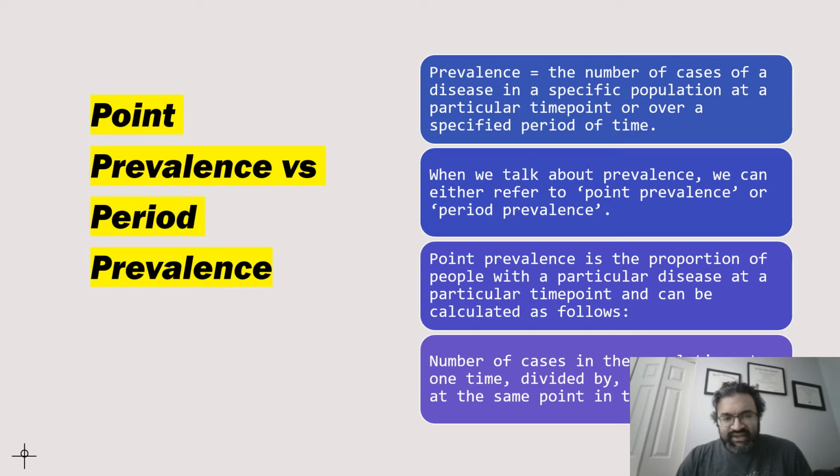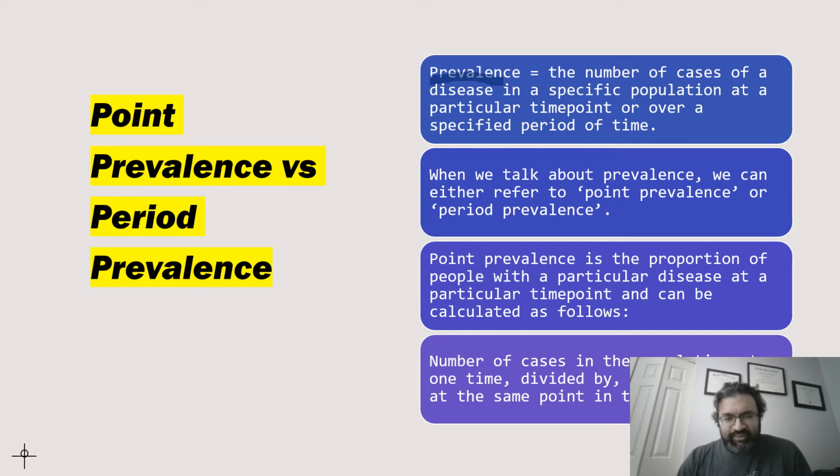So here you see point prevalence versus period prevalence. Prevalence is the number of cases of a disease in a specific population at a particular time point. And so that's prevalence. Over a specified period of time, that could be true as well. So when we talk about prevalence, we can either refer to point prevalence or period prevalence.